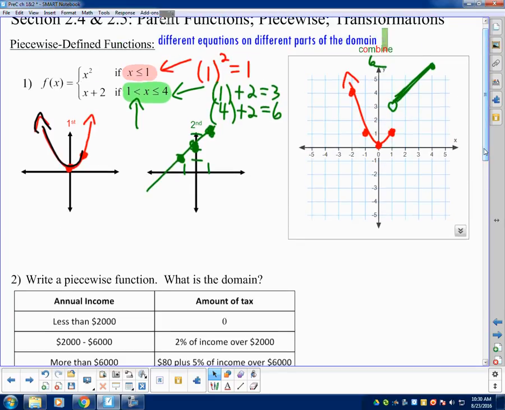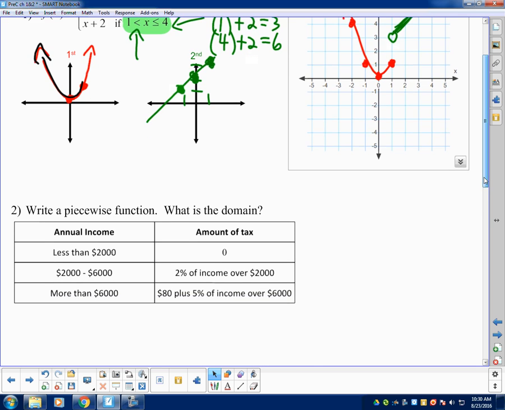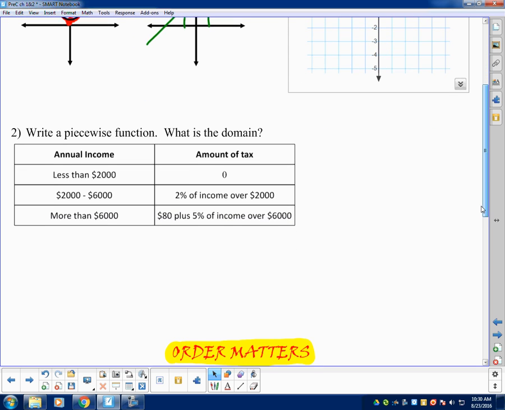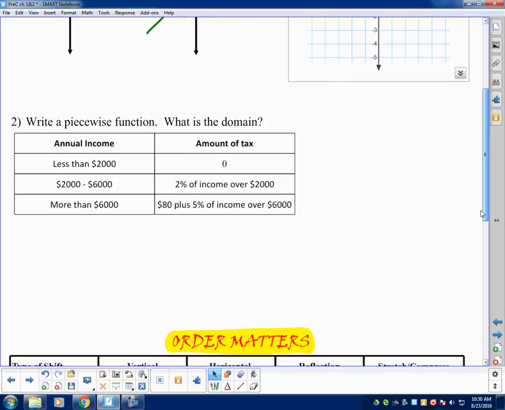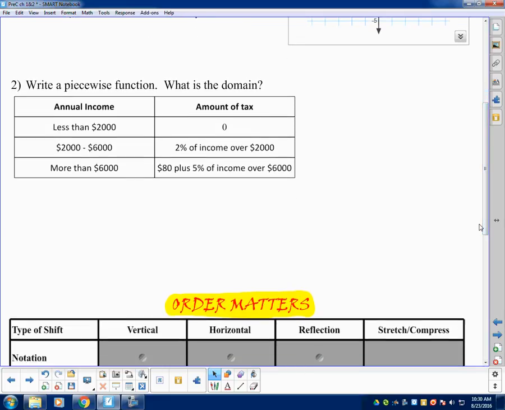So you'll be asked to go both directions. Given the function, draw the graph. Also, given the graph or information about the graph, write a piecewise function. So that's what we're going to do in number 2. It says write a piecewise defined function that represents the income tax law. What is the domain of the function?